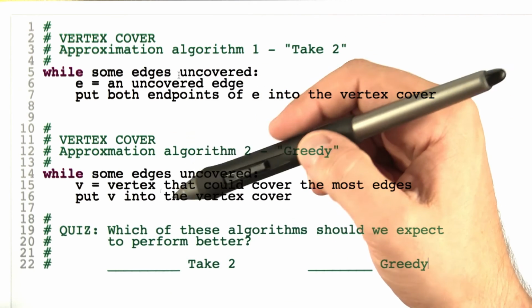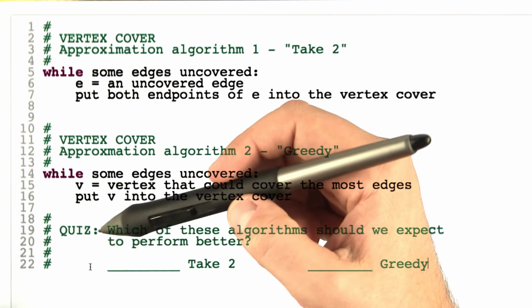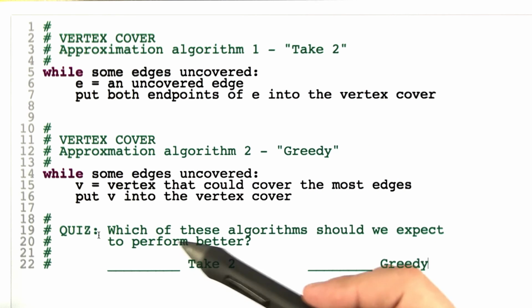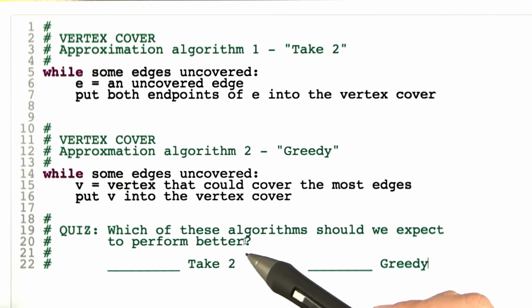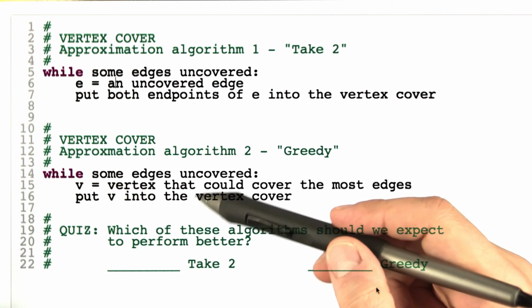Looking at the strategies of these two algorithms, what I would like you to think about for a moment is, which of these two algorithms should we expect to perform better in terms of approximation quality? The one that always takes two endpoints, or the one that tries to maximize coverage?